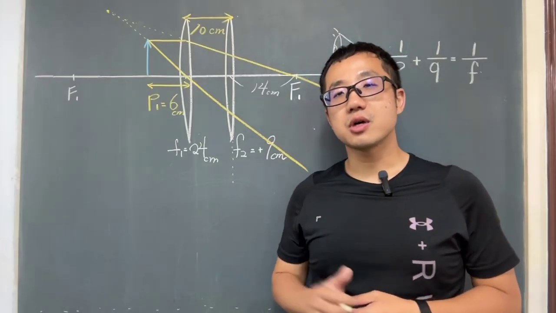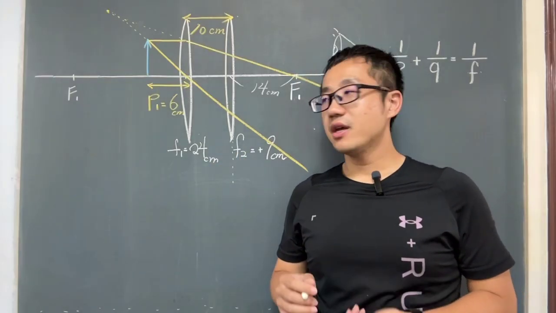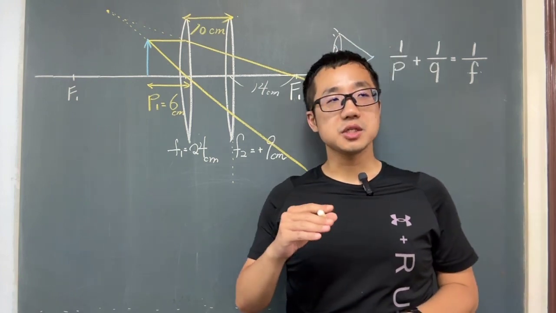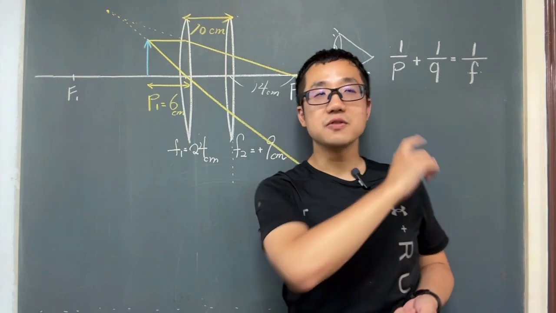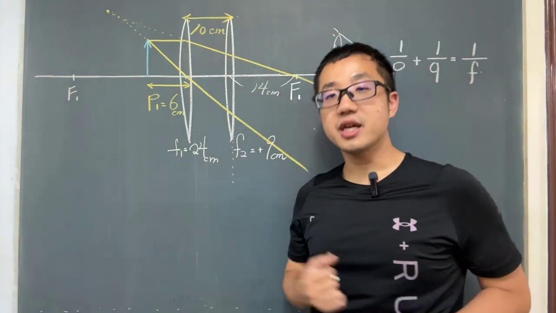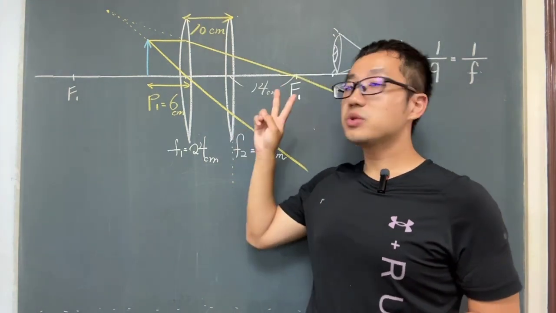Today we are going to solve the combination lens problem. In high school physics, usually we simply deal with a single lens and we can plug in the equation to find out where the image should be located. But now we get two convergent lenses.